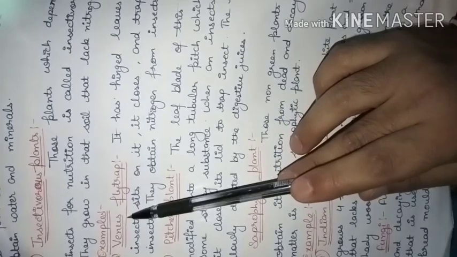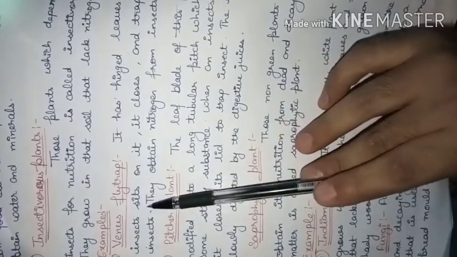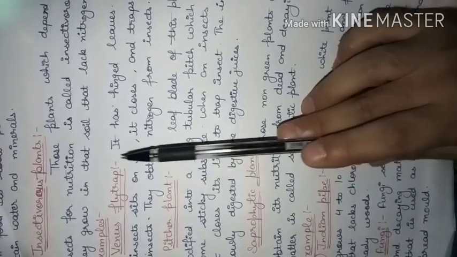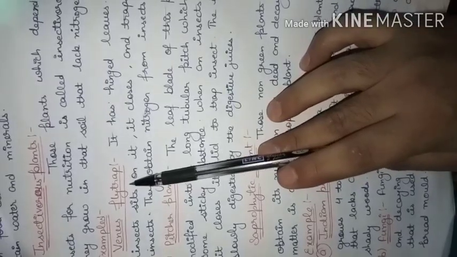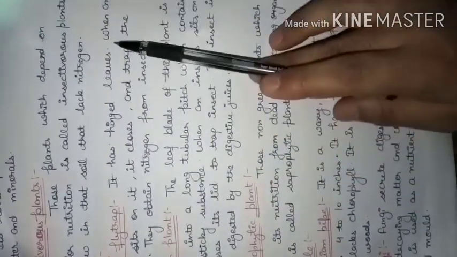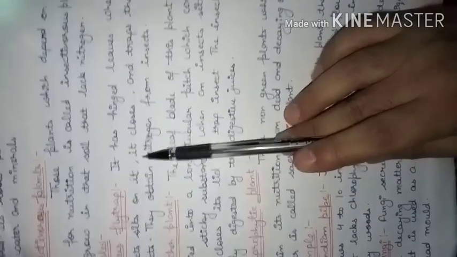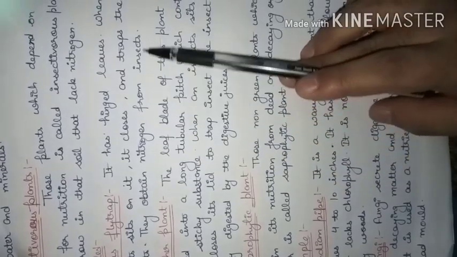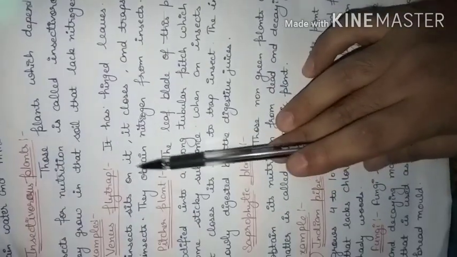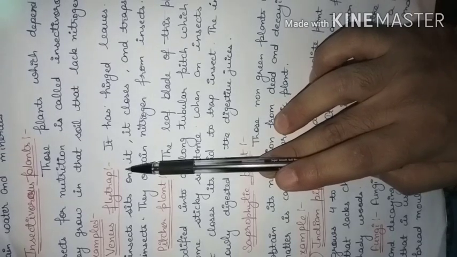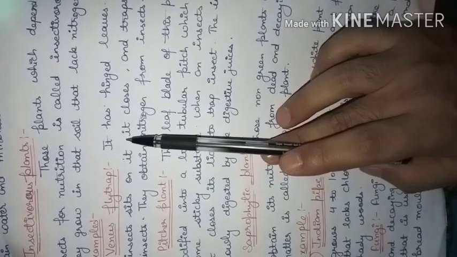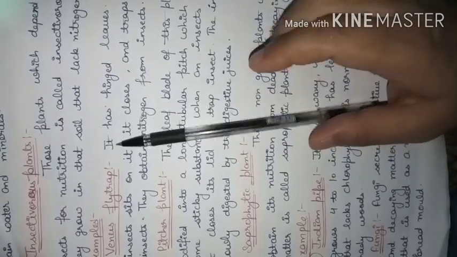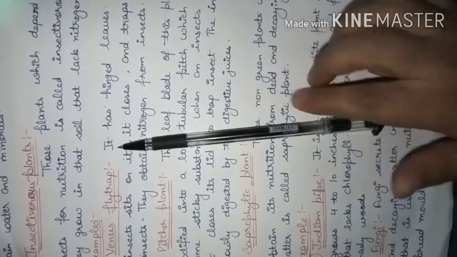Now the examples of insectivorous plants. There are two examples we will study: the Venus flytrap and the pitcher plant. Venus flytrap has a hinge leaf. When an insect sits on it, it closes and traps the insect, and the plant obtains nitrogen from the insect. So what happens in the Venus flytrap? Its leaves are modified in such a way that they have a cage-type structure, and the inner part is very bright and colorful.